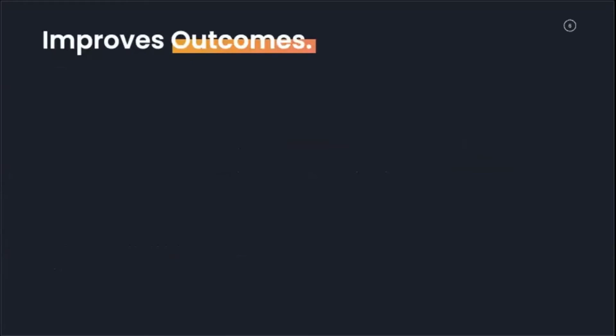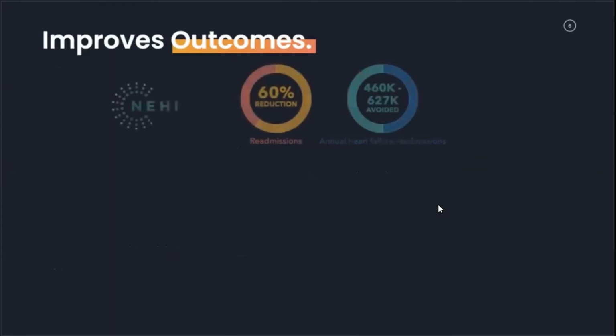So what is the impact of RPM on patients? Well, one of the publications that we like best for this is the Network for Excellence in Health Innovation Survey, which looked at several different RPM case studies and pulled those results together. And what it found was that patients who engaged in RPM saw a 60% reduction in readmissions in the hospital, 460,000 to 627,000 potential heart failure readmissions prevented each year, and a net savings for those patients who use RPM of $5,000 per patient per year versus the standard of care. And this is one of the reasons why RPM has become so big. Now, these studies were done over a dozen years ago. So the impact today is even larger.